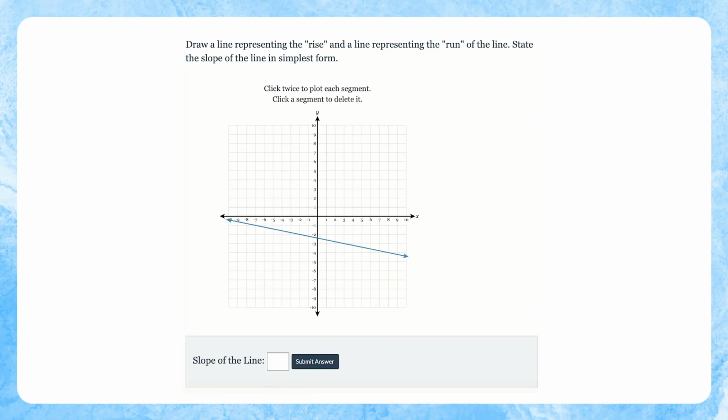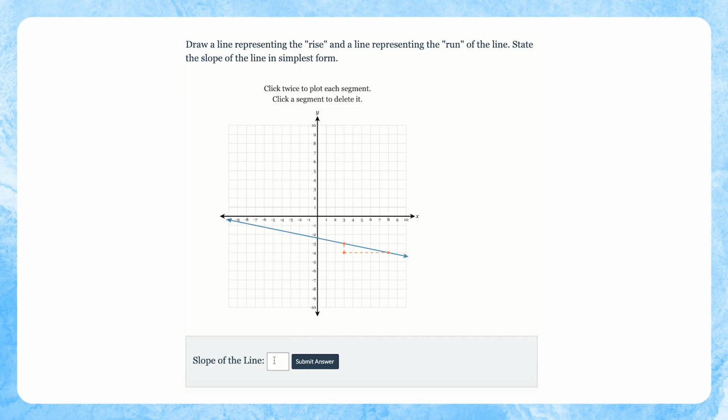So let's take a look at how you'll be doing assignments on Delta Math. You're going to be doing the same thing we are doing throughout the examples. So you're going to be given a line and you have to find the slope graphically. So you're going to draw a line representing the rise. So go up or down. I went down 1. Then you're going to draw a line representing the run. So how much do I go to the right?